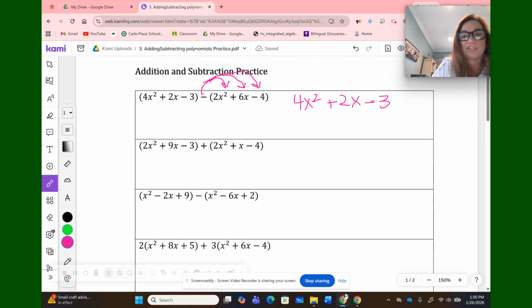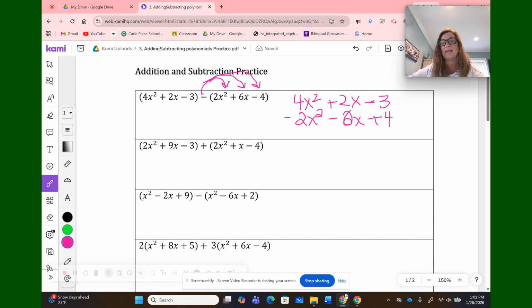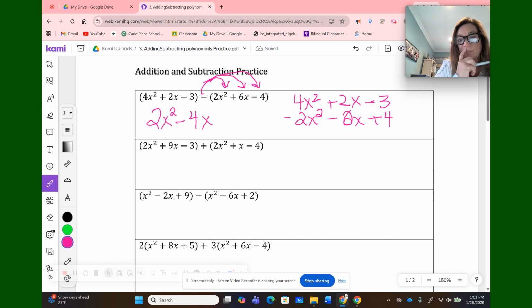And then I'm going to change the signs of everything that's on the bottom. So positive becomes negative, positive becomes, whoops, that's a 6, negative, and negative becomes positive. And then you just add down the columns like you would three-digit addition or subtraction in the earlier grades. So 4 minus 2 is 2. Never ever change an exponent when you add or subtract. 2 minus 6 is negative 4. And negative 3 plus 4, or 4 minus 3, is 1.